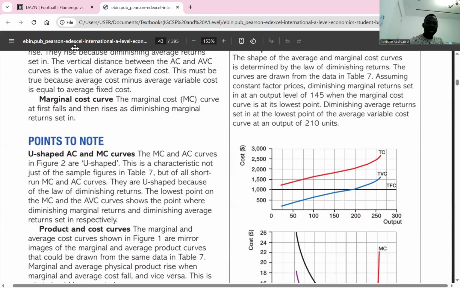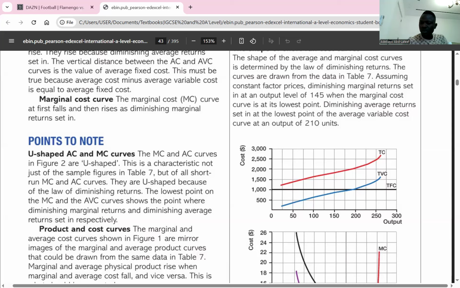So we have it in the short run. We call it the MC. It falls, then it rises. It rises because there's what we call diminishing marginal returns. Do you get the point here?